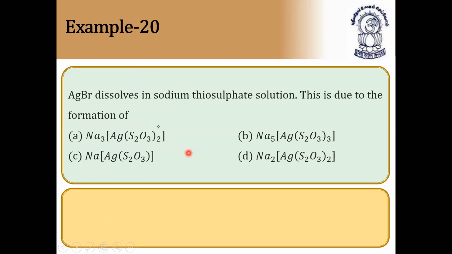Next question. Silver bromide dissolves in sodium thiosulfate. This is due to the formation of a complex compound. So what could that complex compound be? Very, very important question. It is due to the formation of Na3[Ag(S2O3)2].